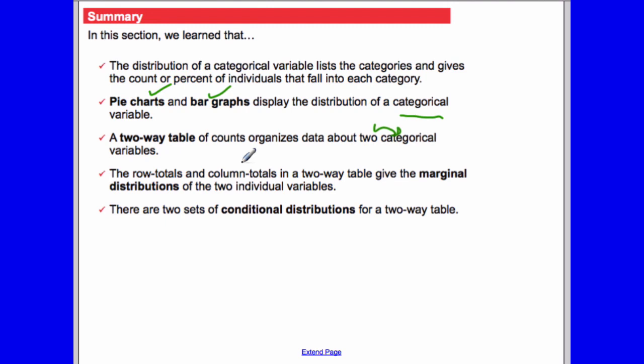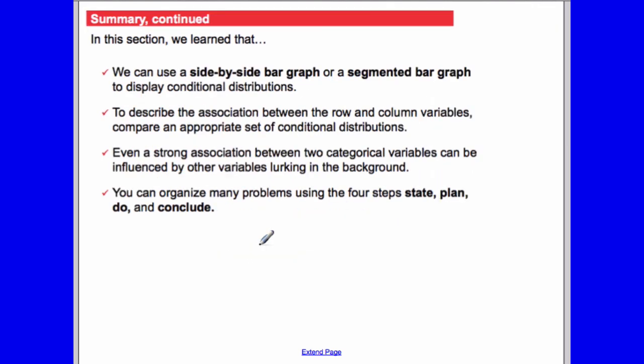We talked about row totals and column totals, and how we can start to talk about marginal distributions. Those totals go in the margins. That's why we call it marginal distribution. And then there are two sets of conditional distributions for a two-way table. We've got the row data, and we've got the column data that we're looking at. We also learned about side-by-side bar graphs and segmented bar graphs. To describe the association between row and column, we can compare an appropriate set of conditional distributions.